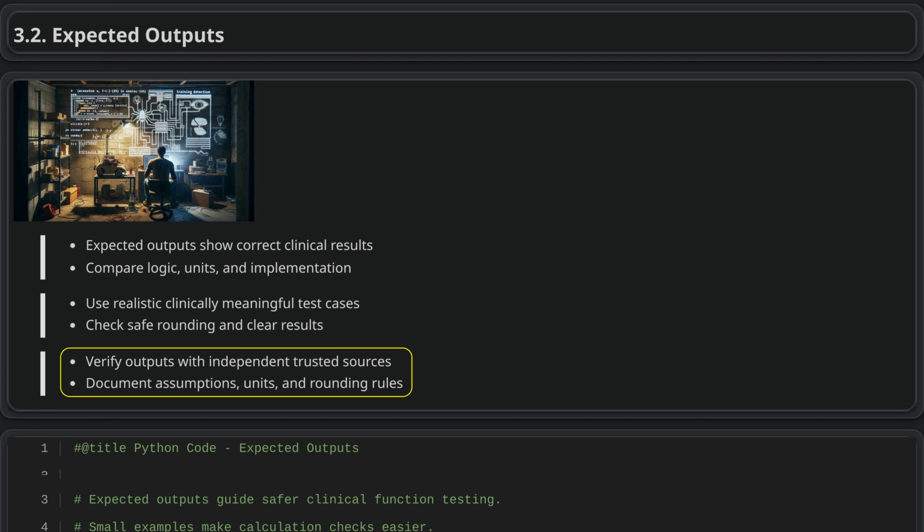Expected outputs should be verified independently, not accepted just because a function produces them. Use manual calculations, validated examples, or trusted tools to confirm the results, especially when incorrect assumptions or unit conversions could make a function consistently wrong. Writing expected outputs in plain language also clarifies the function's purpose and supports safer programming practices, particularly in clinical contexts.